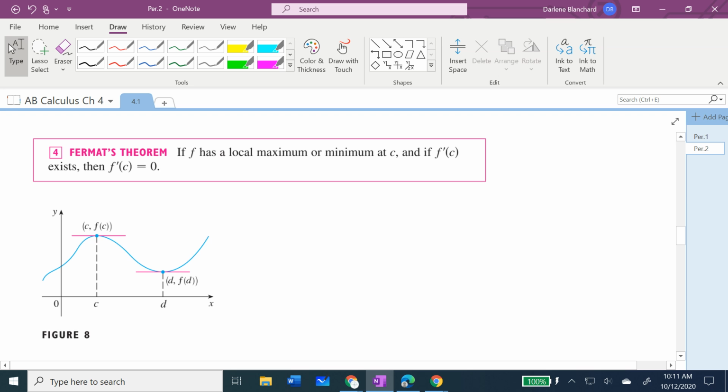If your derivative exists and you are located at a local minimum or maximum, do you have any option other than to have a slope of 0? If your derivative exists and you are sitting at a local maximum or a local minimum, is there any way you can get out of having a slope of 0? No. So that's Fermat's theorem. And you've probably heard of Fermat's last theorem, but this is not the last one.